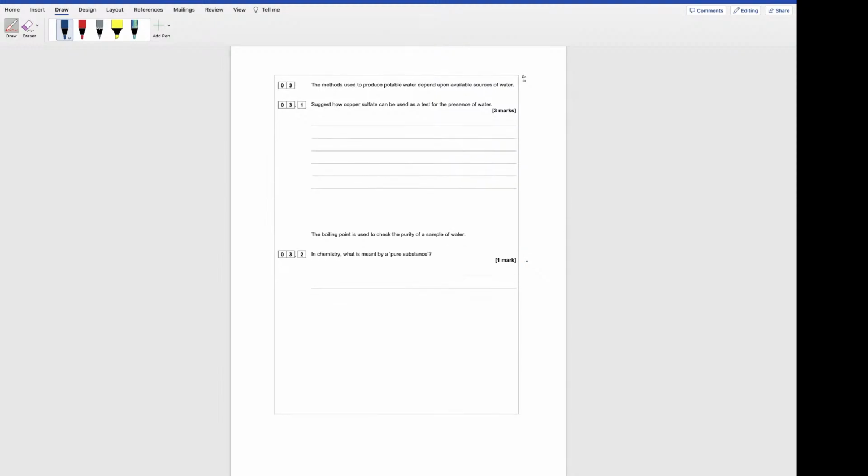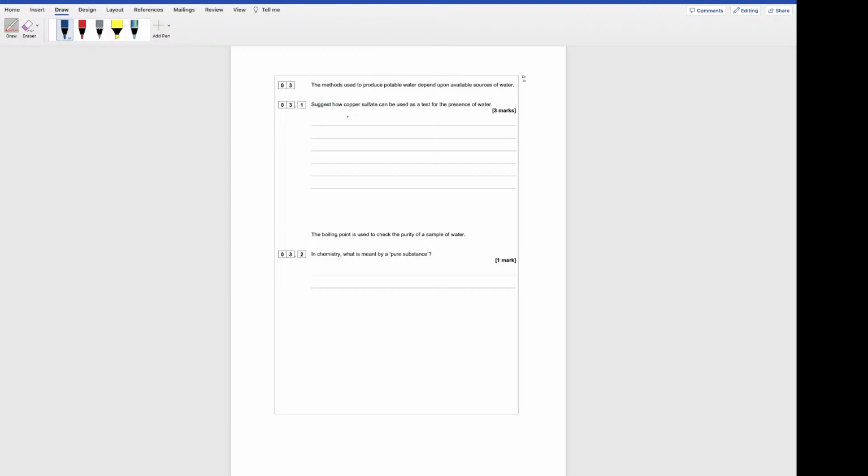Question 3. The methods used to produce potable water depend upon the available sources of water. Suggest how copper sulfate can be used to test for the presence of water. Well, this is a very tricky question actually, probably the hardest question that we've come to so far. It relies on you knowing about hydrated and anhydrous copper sulfate.